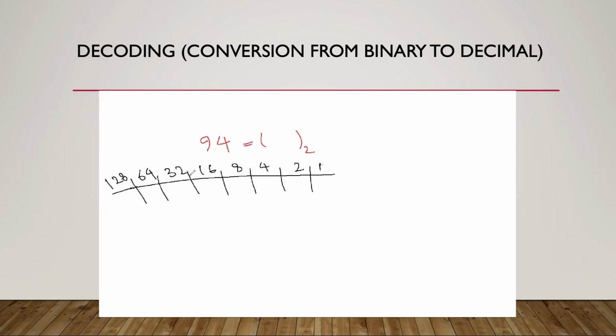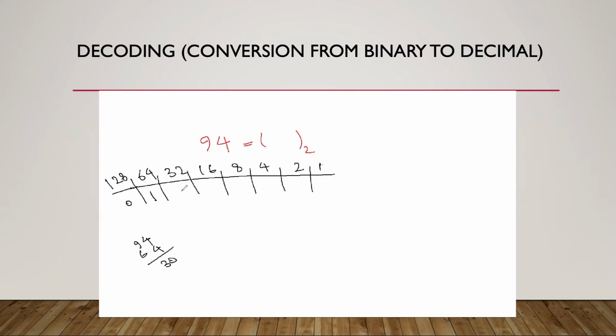Okay, so now what? I compare 94 is less than 128, so I don't have 128. But I can have 64 in 94, so I put 1. Okay, let's see, what's the remainder? 94, I would just do it here. 64. I can have 30.